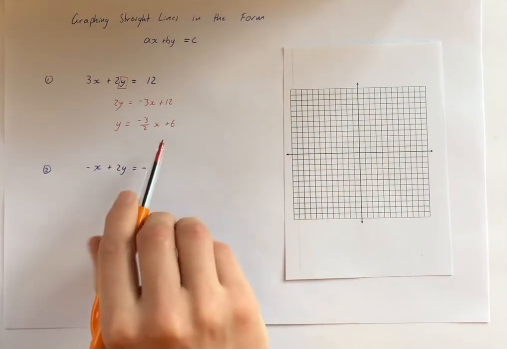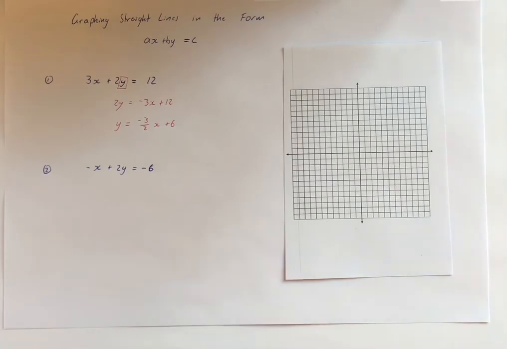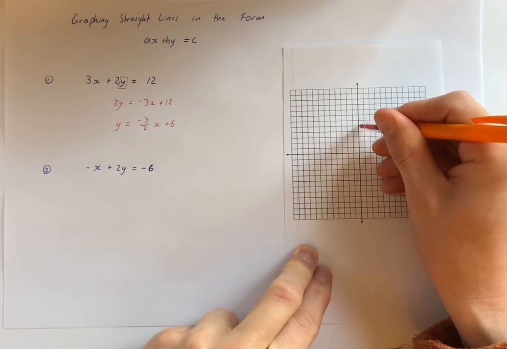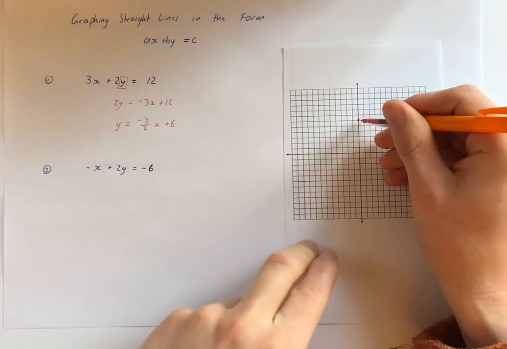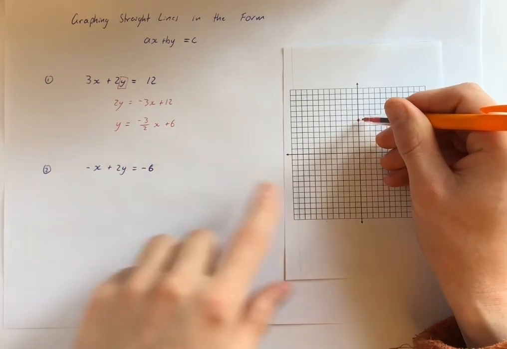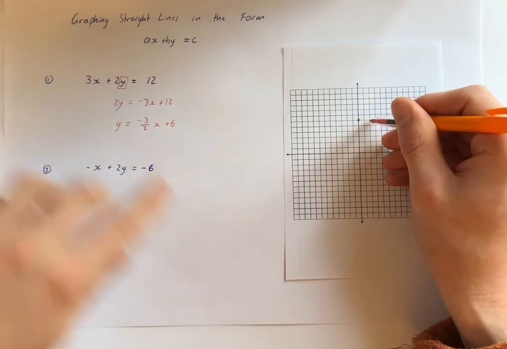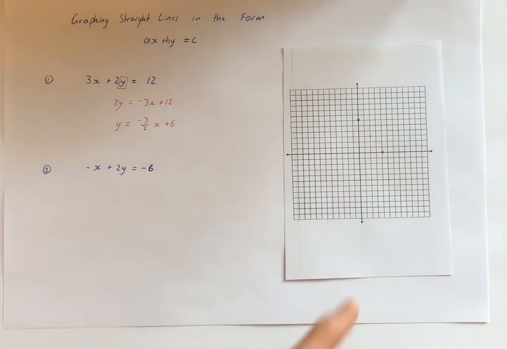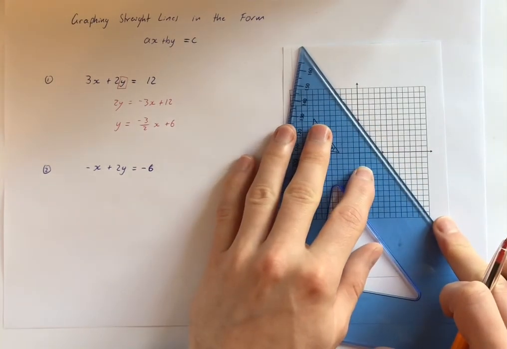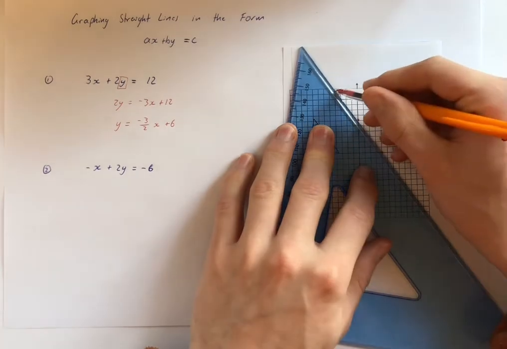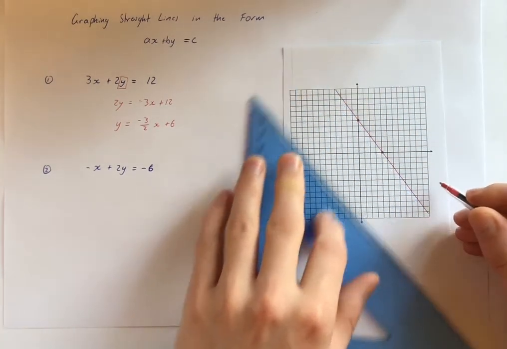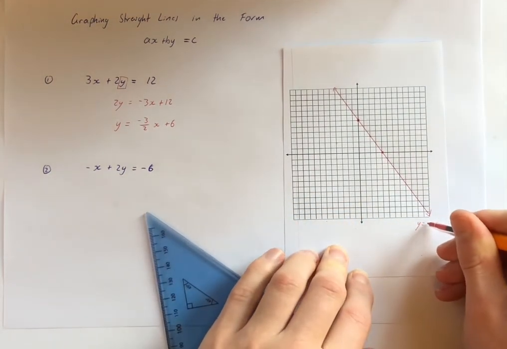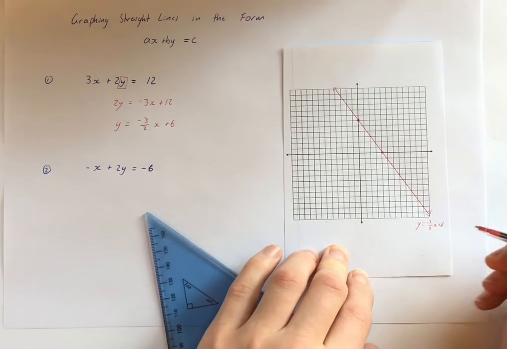Now, from the previous video, we do know how to graph that. So in red, we'll go plus 6 on the axes, the y-intercept: 1, 2, 3, 4, 6. So it's got a y-intercept at 6, and a gradient of negative 3 over 2. That means when I go across 2, I go down 3: 1, 2, 3. Across 2, down 3. And I can draw a line through those 2 points. They're a nice distance apart. And that is my line. That equation is y equals negative 3 over 2x plus 6.